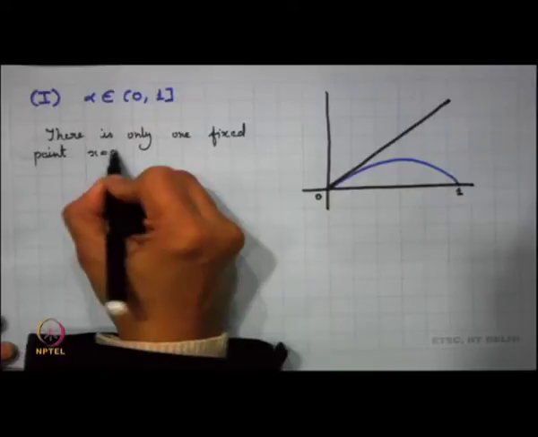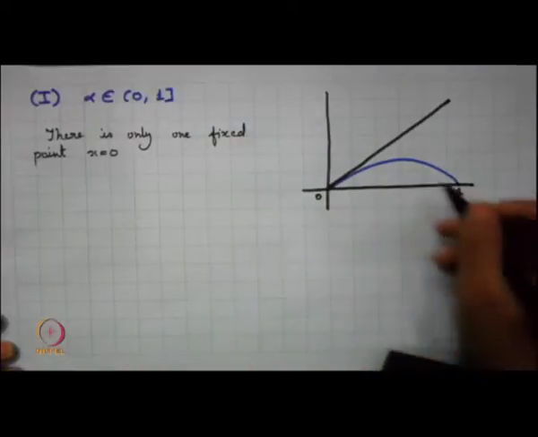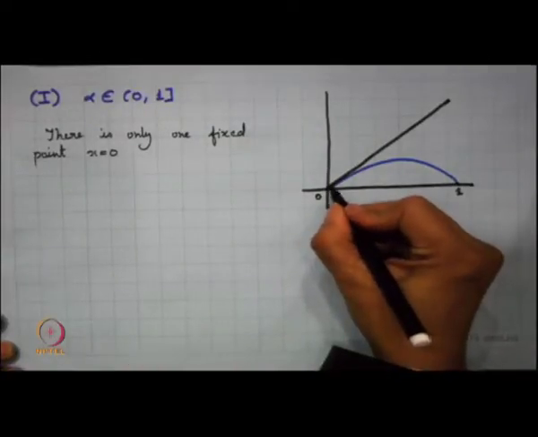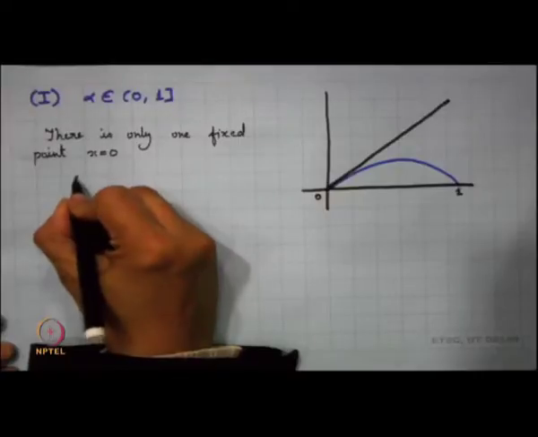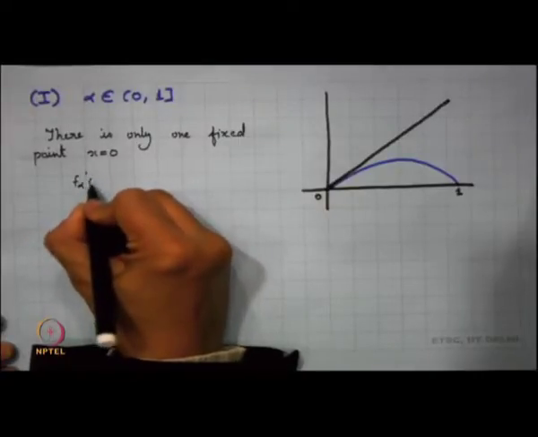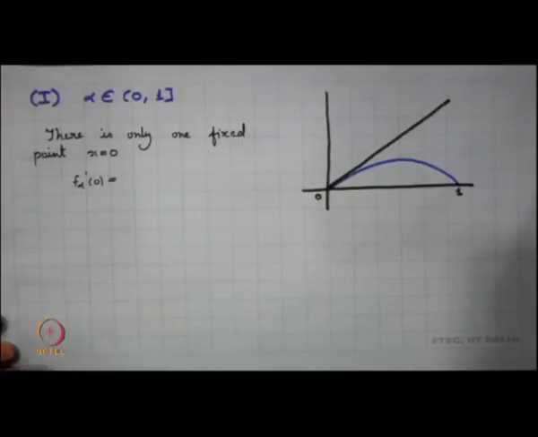And that fixed point is x equal to 0. And you can easily see from this graph that this is the only fixed point, x equal to 0. What happens to f alpha prime of 0?